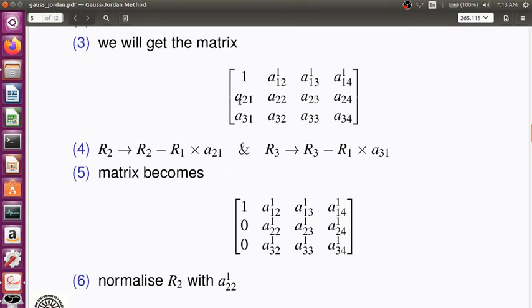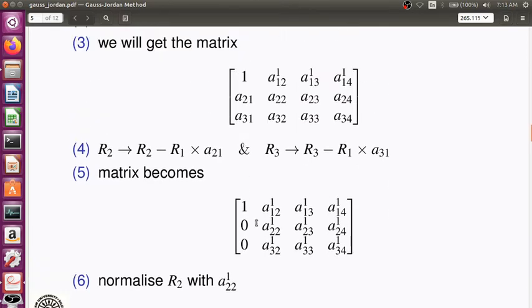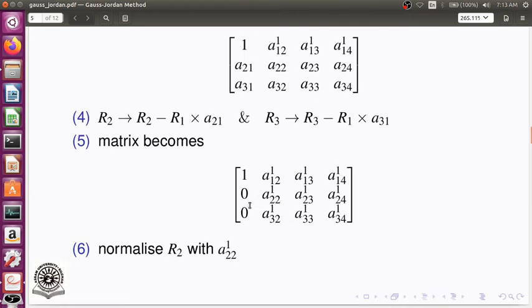Then we have to make A21 and A31 0. So how will you do it? Row 2 has to be replaced by row 2 minus row 1 multiplied by A21, and row 3 will be replaced by row 3 minus row 1 multiplied by A31. That will result in the first row remaining as it is, the second row first element becoming 0, the third row first element becoming 0, and the system will be derived as A221, A231, A241, A321, A331 and A341.